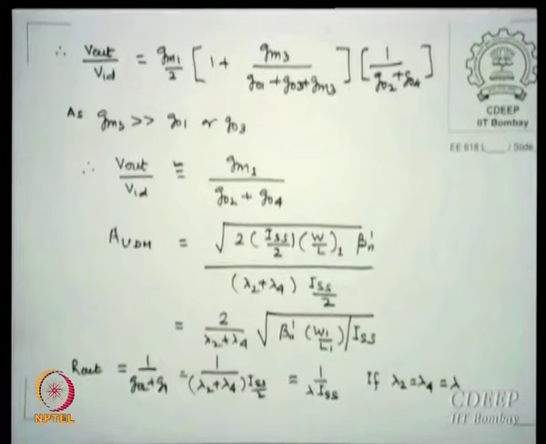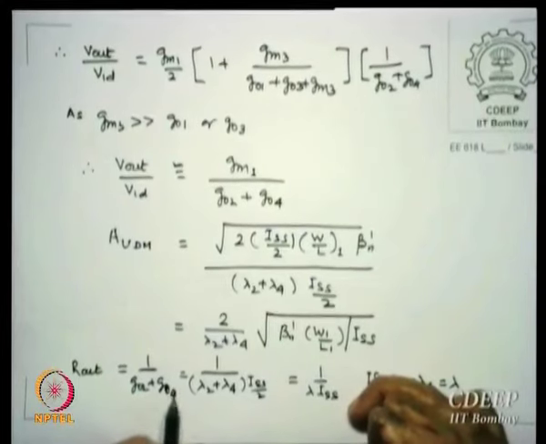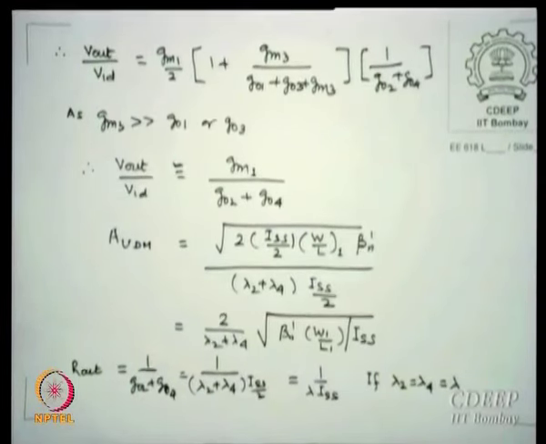And what is the output resistance? I said you do not have to put a source and measure because it is obviously visible in the calculation. So it is 1 upon GO2 plus GO4, which is like this. And in case, which is what I say normally may not be, but in case you make lambda 2 equal to lambda 4, this will become lambda ISS, which is the same as what we have derived earlier, 1 upon lambda IDS. Okay. So once we get output resistance, we get the gain.